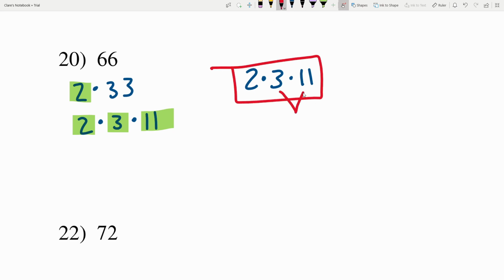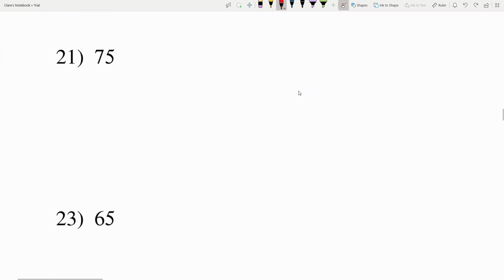So we can see that 3 times 11 gives us 33, times 2 gives us 66, or we could do 2 times 3, which is 6, times 11, which also gives us 66. That's my prime factorization. On to number 21, we have 75. It's not divisible by 2, but it is divisible by 3. So my smallest prime factor that goes into it is 3. And that's going to be 3 times 25. Now, 3 is prime, but 25 is not.